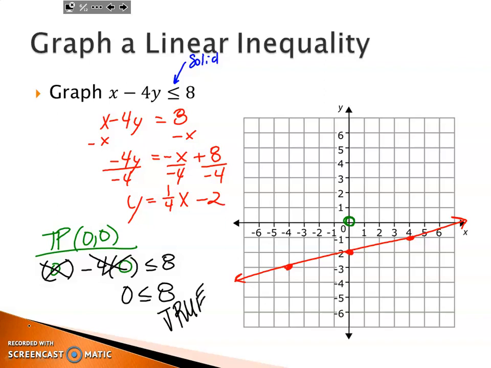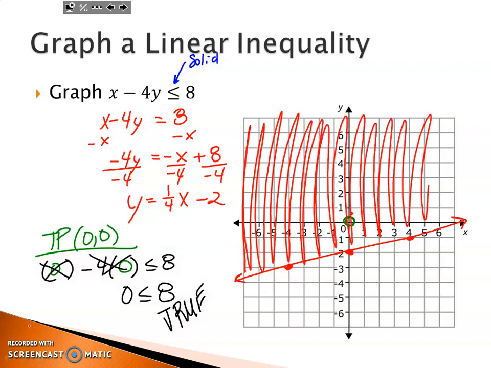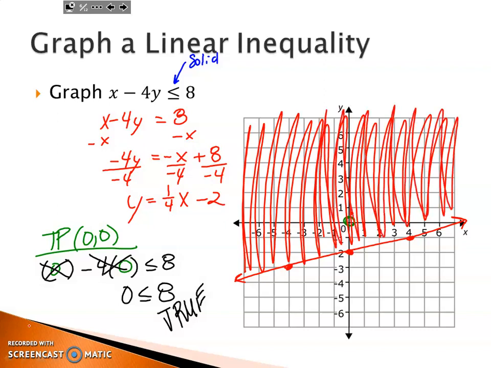Remember, when you get a true statement, you shade with the test point. So the test point is on this side. So I'm shading with my test point on the top side of it. If I got a false statement, then I would be shading away from the test point. I would have shaded down below the line. Okay? So that's how you are going to graph your linear inequalities.